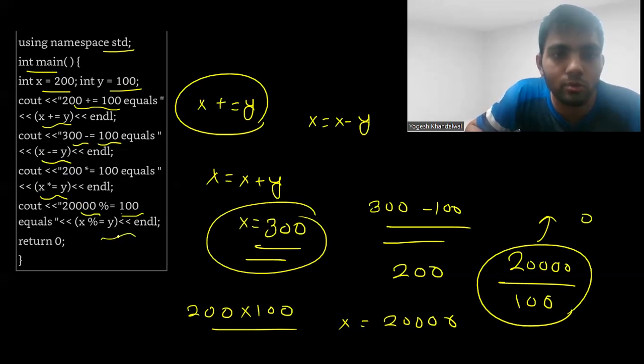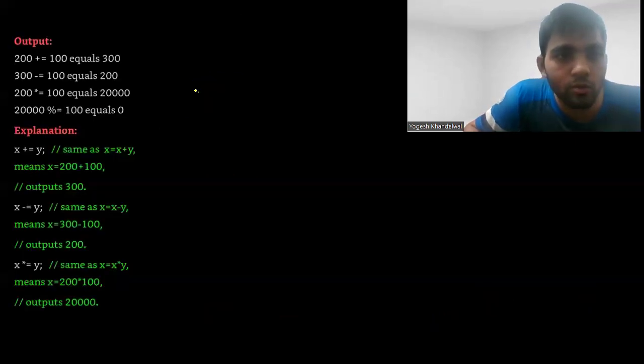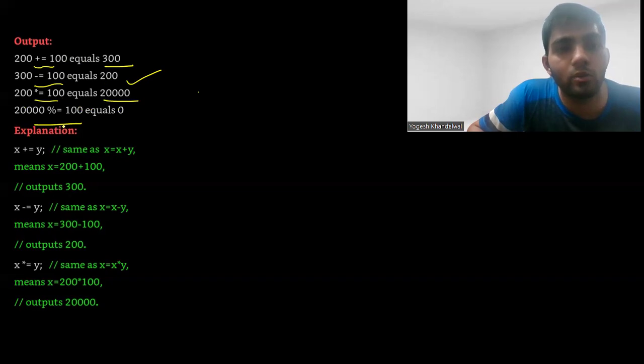This is equal to 0. So in this way you can use these assignment operators. You can see this here also. We are doing 200 plus equal 100, so it will become 300. Then we are doing 300 minus equal to 100, so it will become 200. Then we are doing 200 multiply equal to 100, so it will become 20,000. And here we are doing 20,000 percent 100. What is the remainder of that? That is equal to 0.